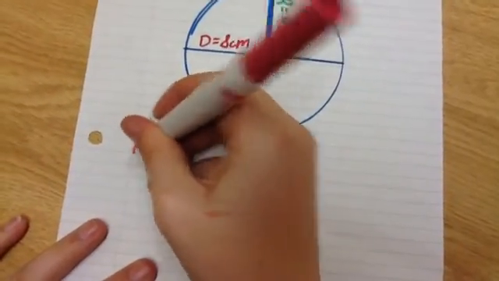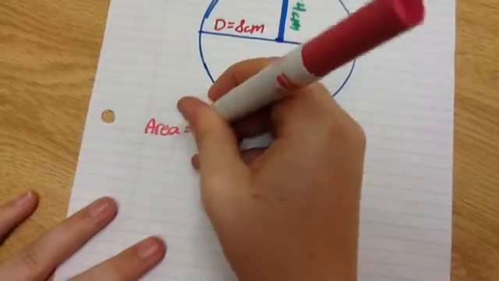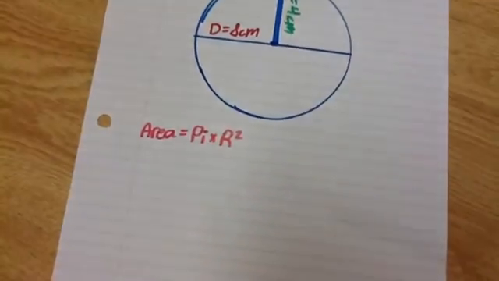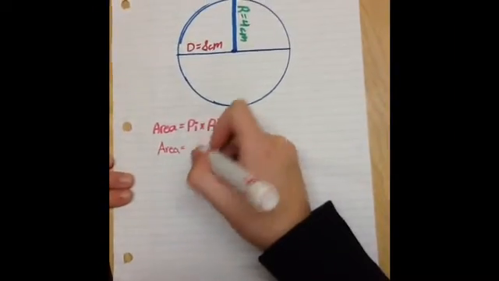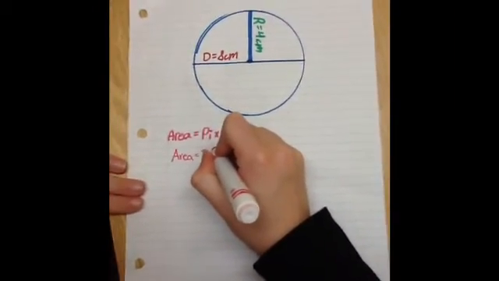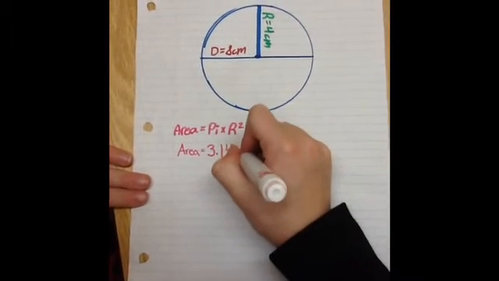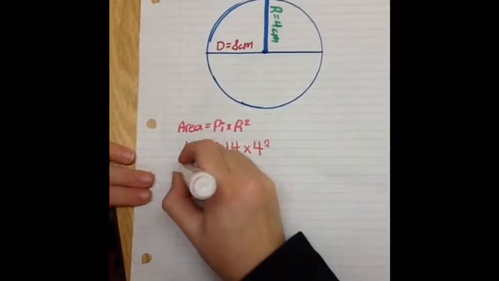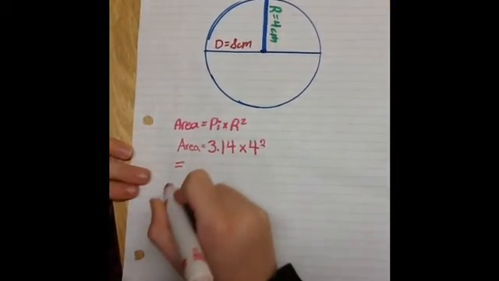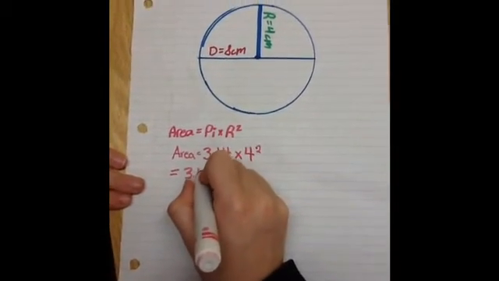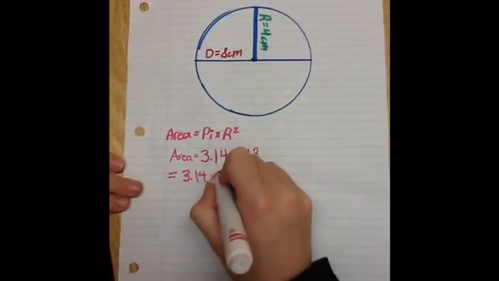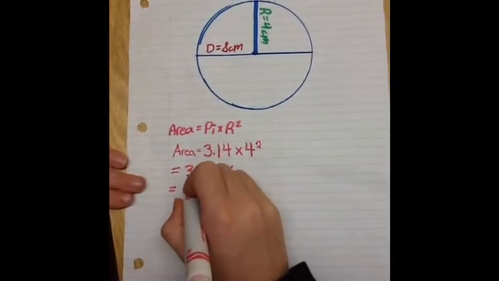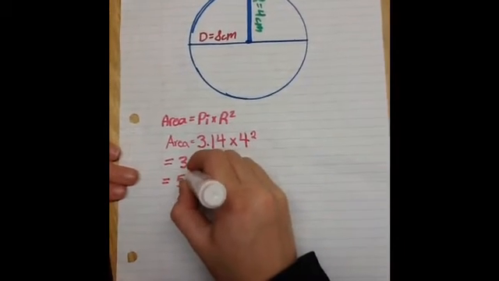Now that we know these, the formula of the area for a circle is pi times r squared. Okay, so pi is approximately 3.14. Then times it by the radius to the power of 2 gives me 16. Which overall is 50.24.